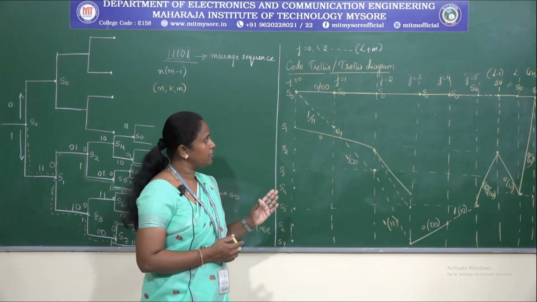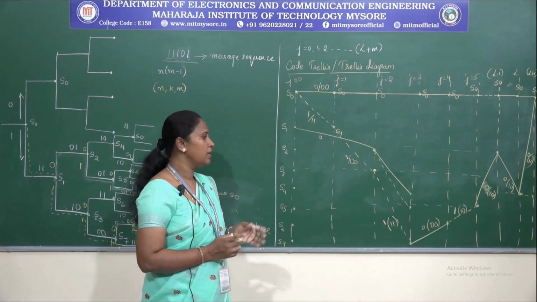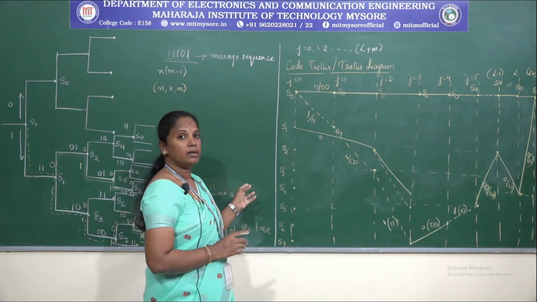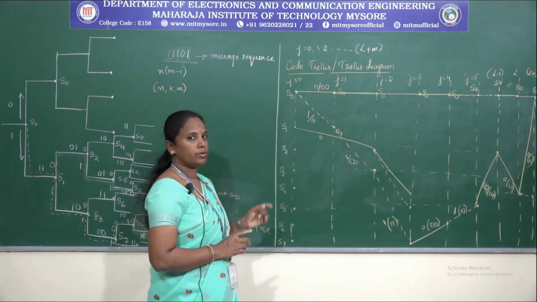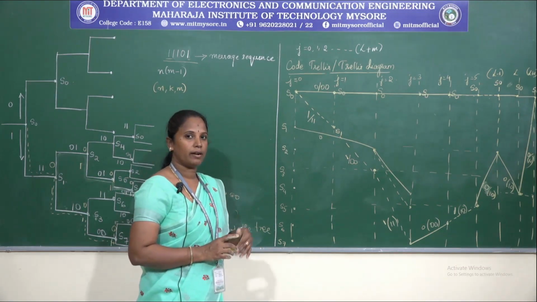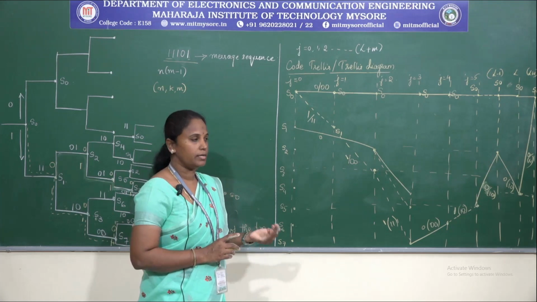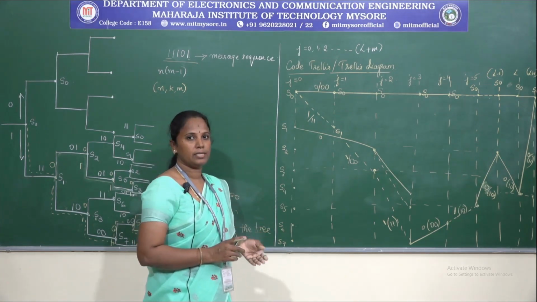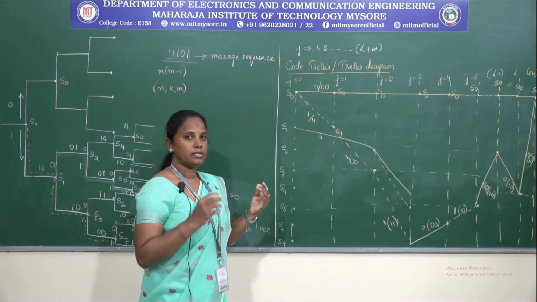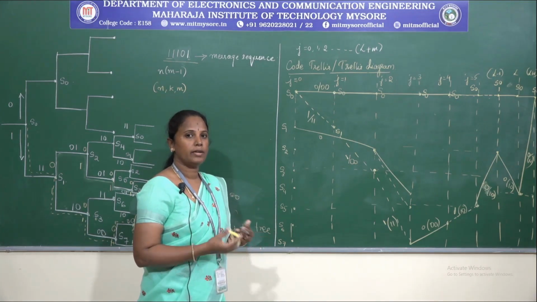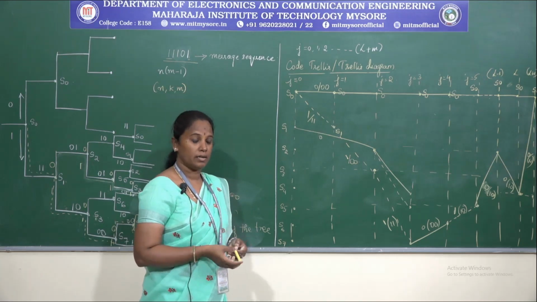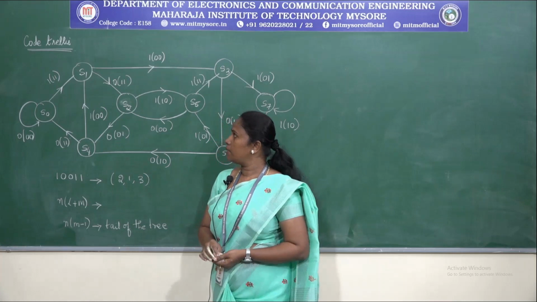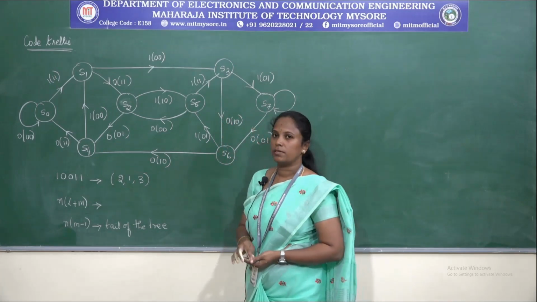But when you are representing the code trellis, you have to either look into the code tree to write the trellis diagram, or directly from the state diagram you can also write the code trellis. So now let us look into an example where you can just look into the state diagram and write the code trellis in a simpler manner. Okay, we have an example here. This is a state diagram which is given.